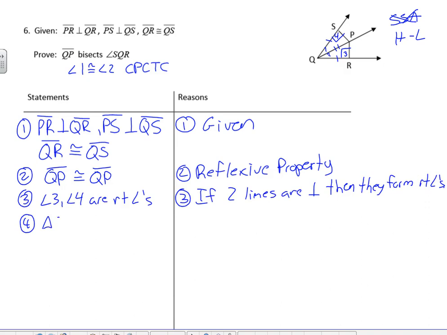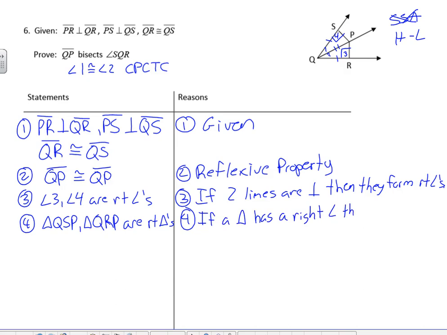So triangle QSP and triangle QRP, I think I just said congruent, I meant to say right triangles, okay, are right triangles. You want to be careful because you want to make sure it's a triangle when it needs to be a triangle and it's an angle symbol when it needs to be an angle symbol. So the reason is, if a triangle has a right angle, then it is a right triangle.